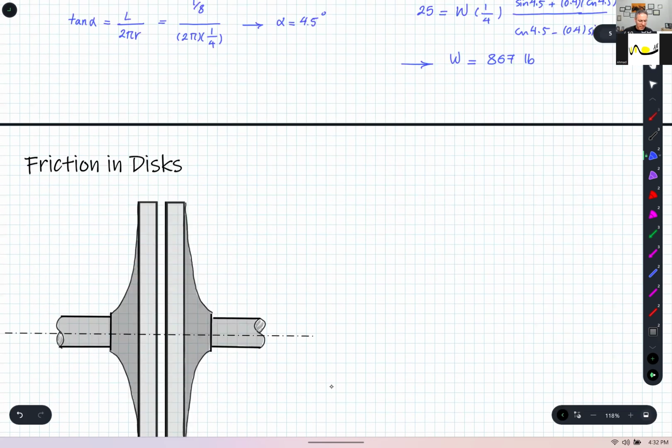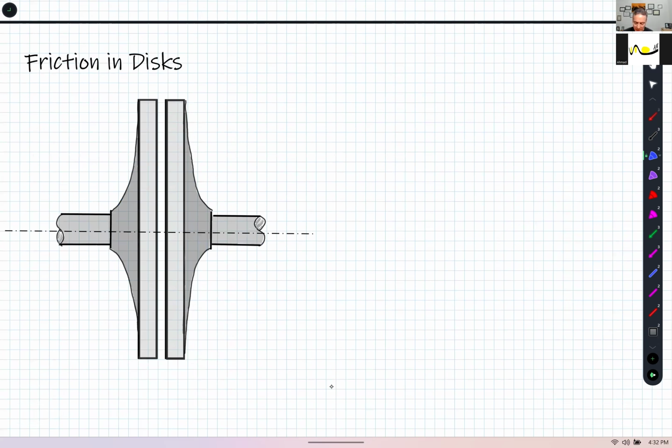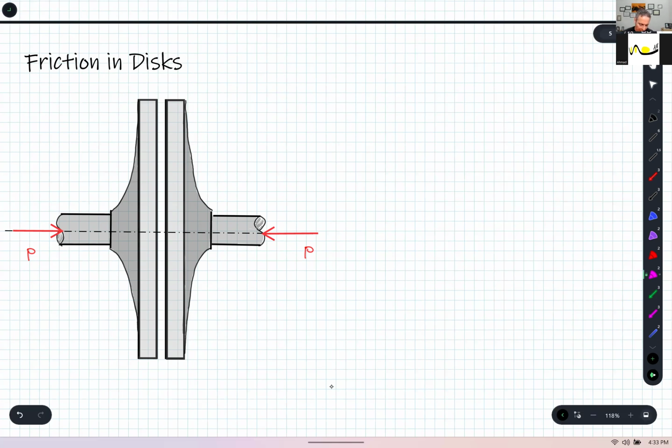All right, let's look at another problem, the friction in discs. A good application of these is the braking disc and so on. Typically they're made out of 2 discs. We apply a compressive load, let's say P, and these discs are perhaps rotating in opposite directions. When we apply this load P, it results in stopping one of these discs.